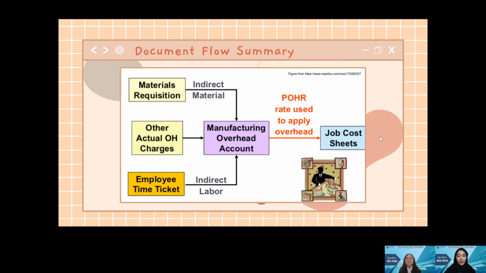Next is the manufacturing overhead account. Manufacturing overhead costs include direct factory-related costs that are incurred when producing a product, such as the cost of machinery and the cost to operate the machinery. Manufacturing overhead costs also include some indirect costs, such as the indirect material, which we get from the material requisition, the indirect labor from the employee time ticket, and also other actual overhead charges. Then we will use the predetermined overhead rate to calculate the manufacturing overhead account to apply it to the job cost sheet.